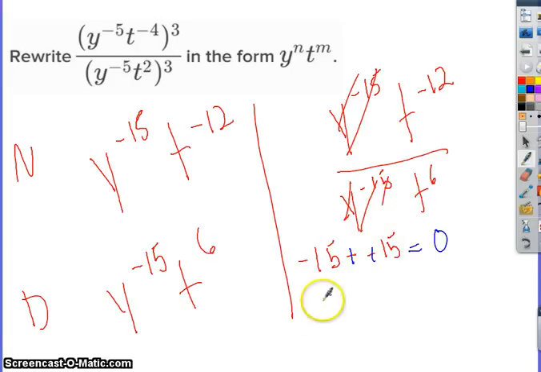And now the other one is negative 12 minus on the bottom 6. And this is negative, and more negative makes negative 18. So that's a total of 18 negatives. So there's no y's. I could either write y to the 0, or I could just leave it out entirely because there's nothing there. T to the negative 18. All right. So that's correct. It would also be correct to put y to the 0.